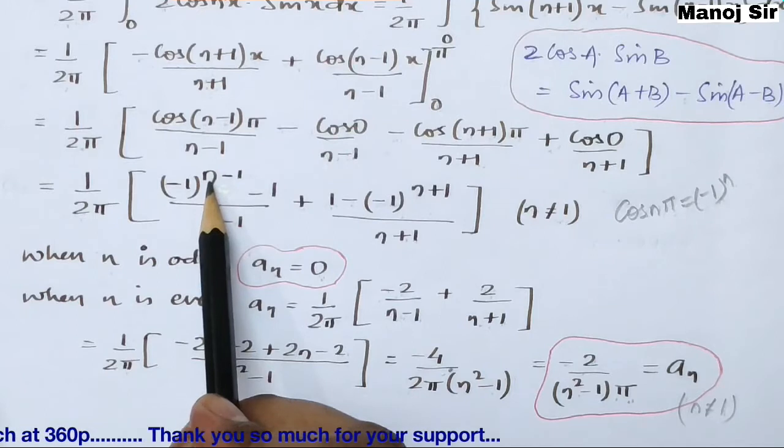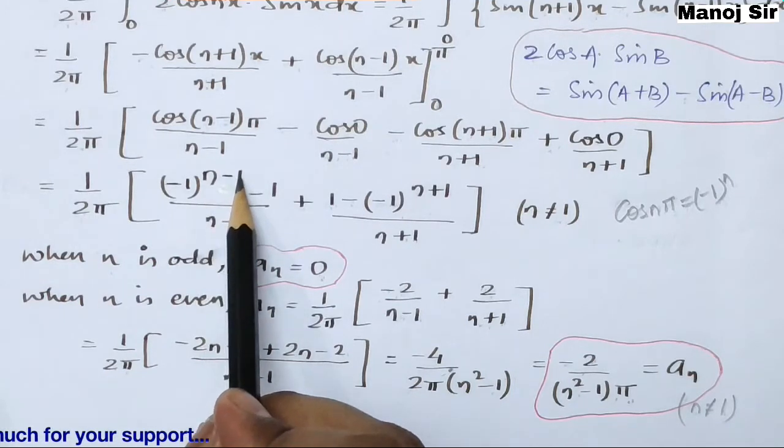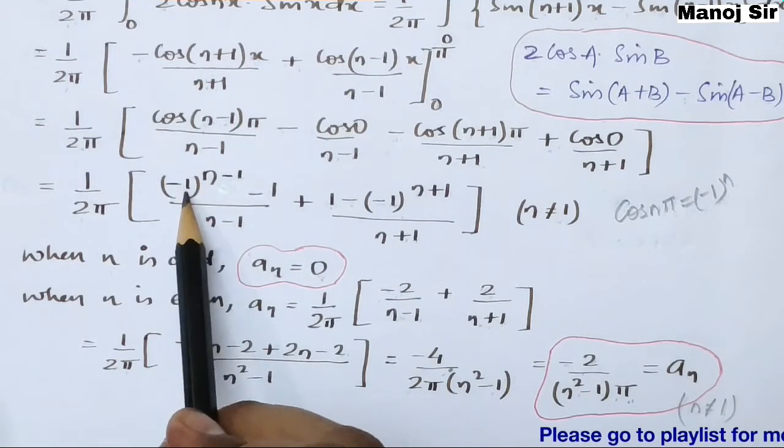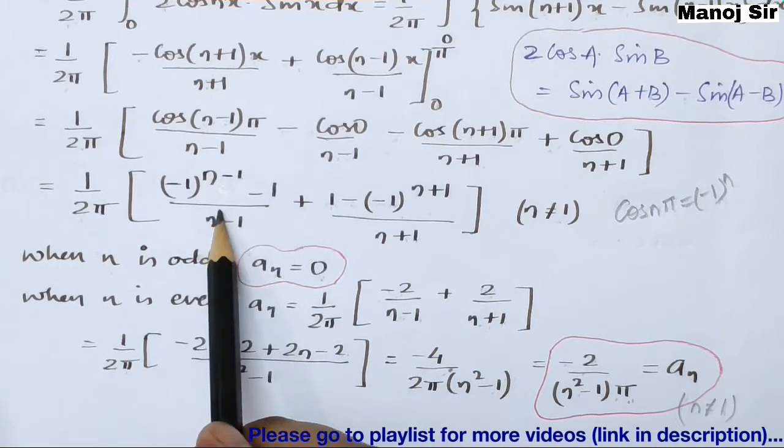Okay, let's suppose here we have n equals 3. So 3 minus 1, that is 2. Minus 1 power even will become 1. 1 minus 1 will become 0. So this term will become 0.